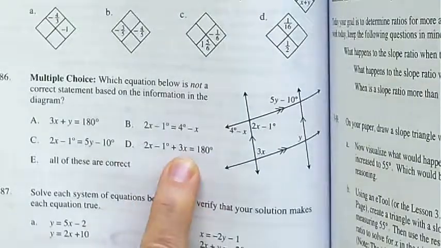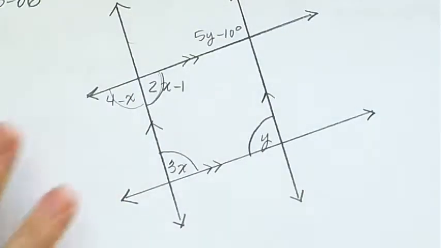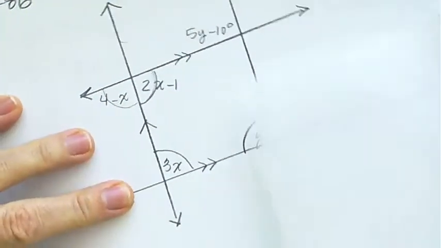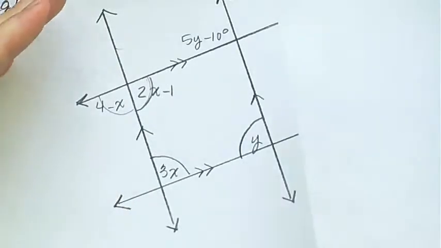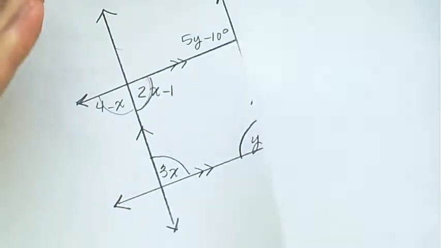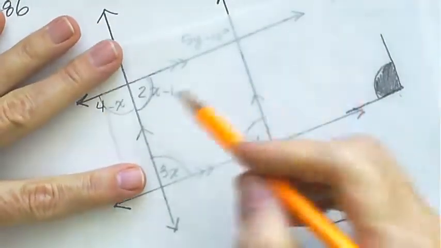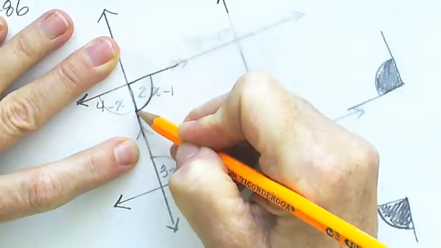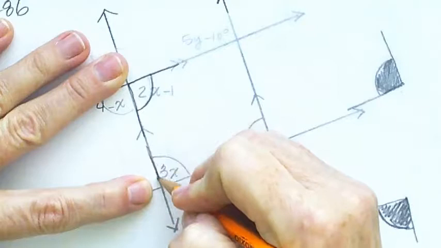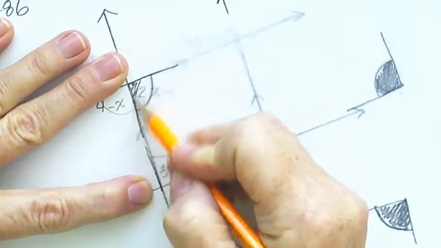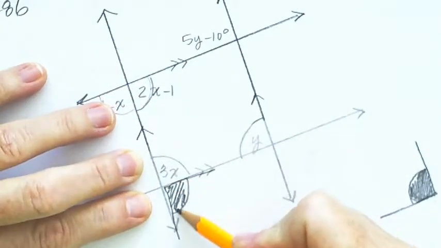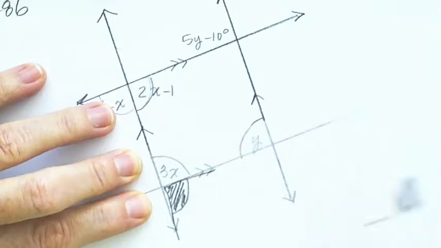Okay, and then our last statement would be 2x minus 1 plus 3x equals 180. Let's check this out. And I shouldn't have drawn it so that it looks so close to 90 degrees, because it's a little misleading to think that some of these angles are always going to be equal to each other. So let's trace this angle, and let's bring it down here, and then this is a half circle, so those are going to add up to 180.